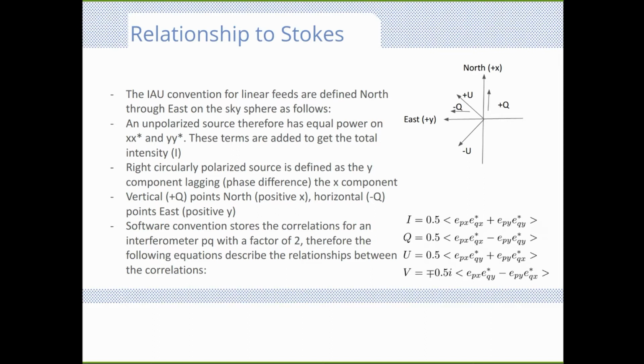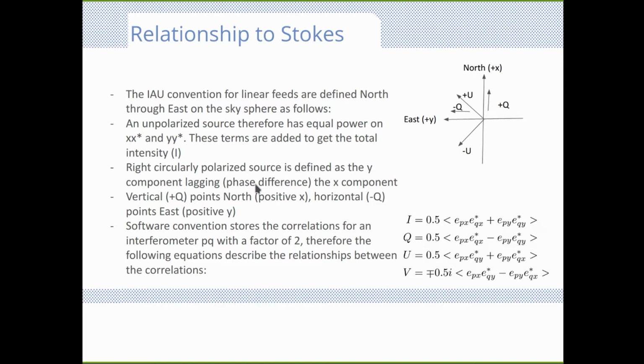So to get total intensity, Stokes I, we take an addition of the correlated X of p and X of q plus the correlated Y of p and Y of q, right? The 0.5 here is just because of software convention. If you open up your measurement set database, each of these correlations will store twice the amount of power. So we have to take a factor of 0.5 here to get the intensity out. This factor is just because of software convention, nothing else. But I include it because this is the accepted software convention that you will see in the data.